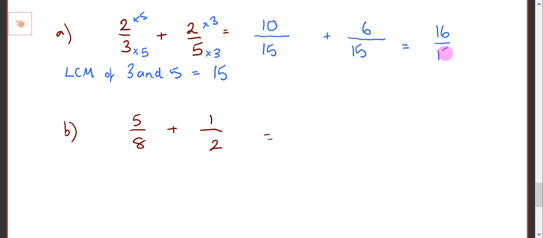16 over 15. Right, can it simplify? It can go to 1 and 1/15. Now that's not necessarily simpler, it's just an improper fraction. That's fine. I don't want the answer to that long one just yet. We'll do it in a sec. You can talk us through it.